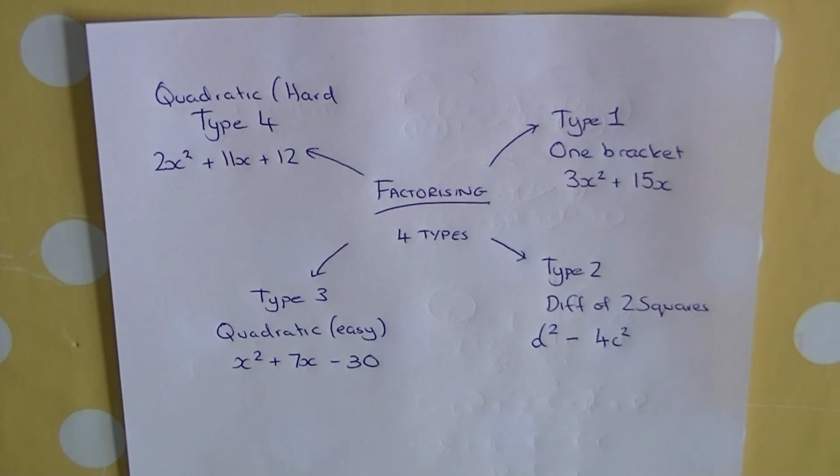There we go. We're going to quickly then, just before we get into the booklet, look at factorising. Okay, 4 types of factorising. Now, the way we decide which one to use, we'll use a process of elimination. But let's talk about what they are first of all, okay?